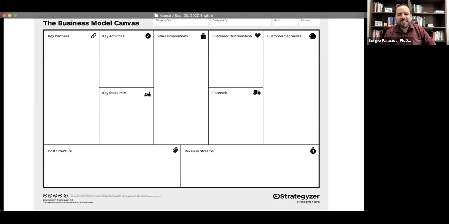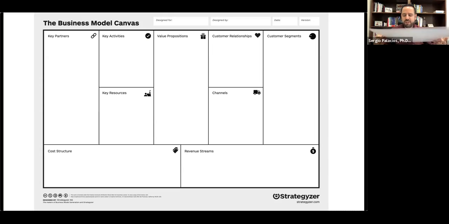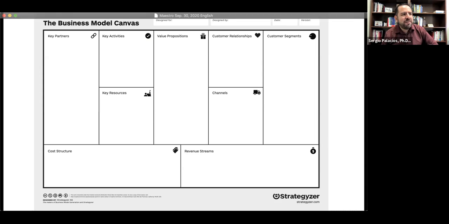And your cost structure, similar to revenue streams, is your key cost drivers. So I wanted to spend a little bit of time on this slide because we're going to focus on customer segments and value propositions. So the idea is how to get fit between those two. There's another tool that we use that is the value proposition canvas. I think Sabrina can send these resources to you, a link of these resources. It's also developed by Strategizer, but it actually gets into more detail on the customer segments and value propositions.